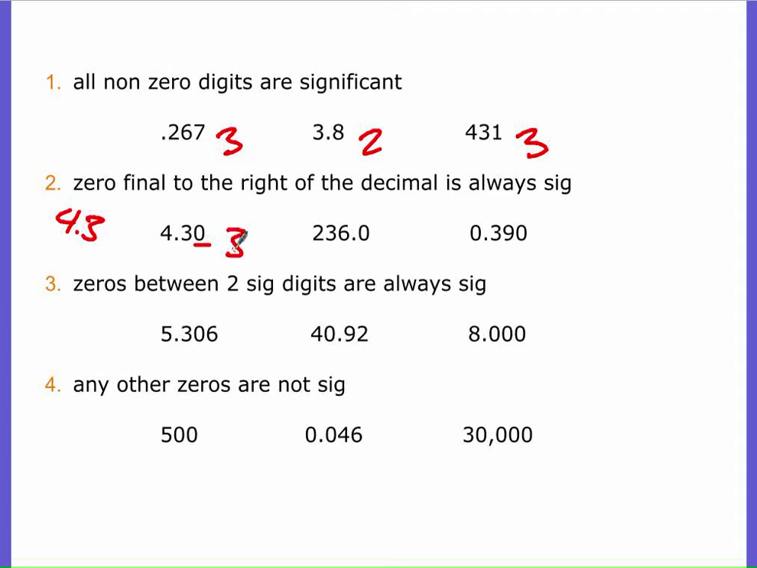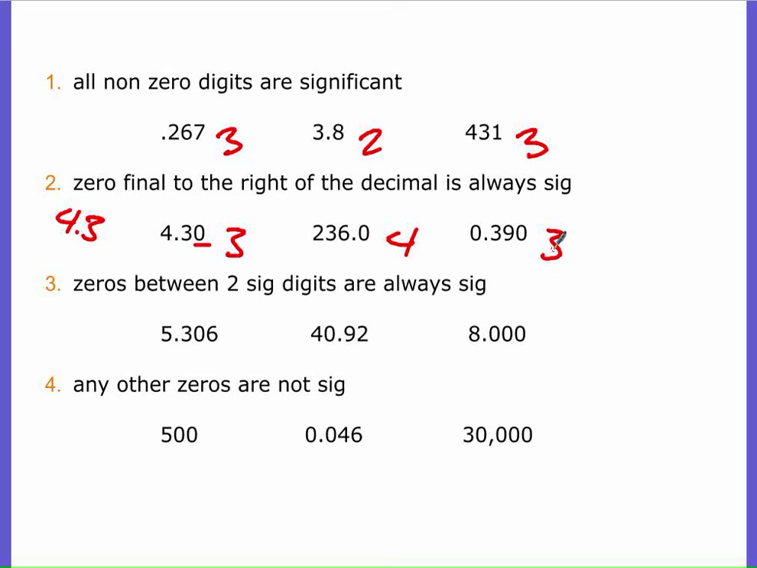The next number, 236.0, has 4 sig figs. That final number there, 0.390, only has 3 sig figs. It's really a preference thing if you want to put a 0 in front of a decimal, but leading zeros are never, ever going to be significant, so just don't worry about them.